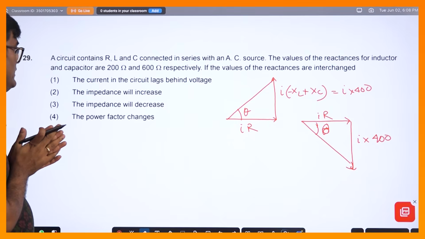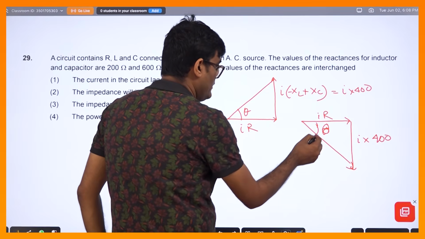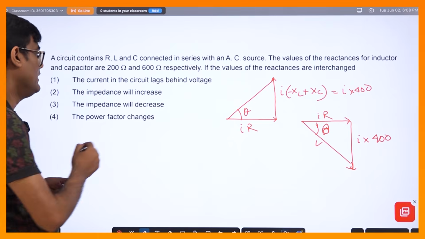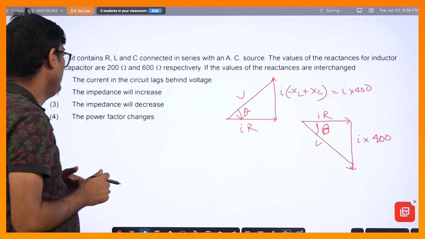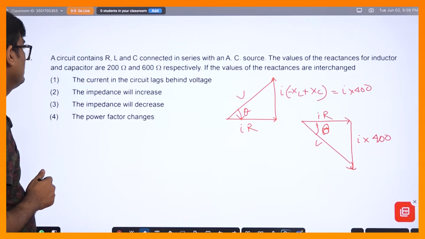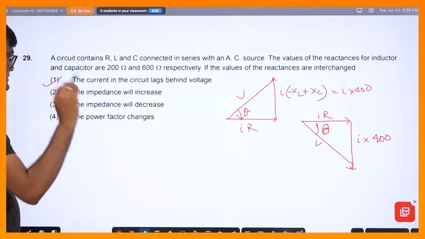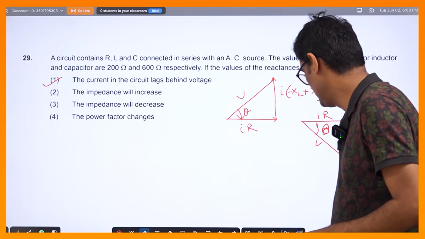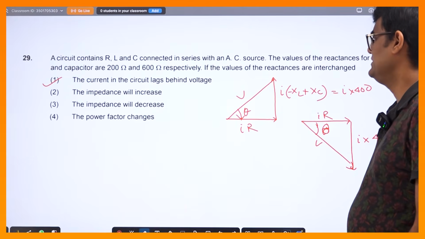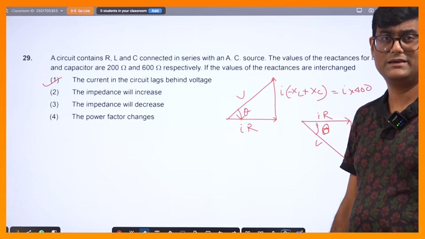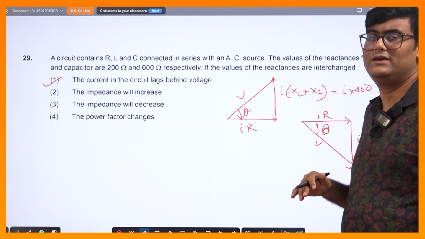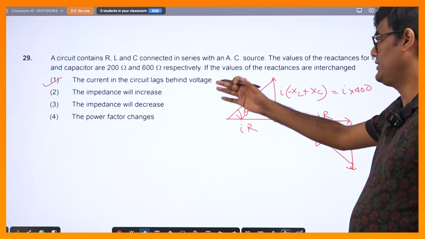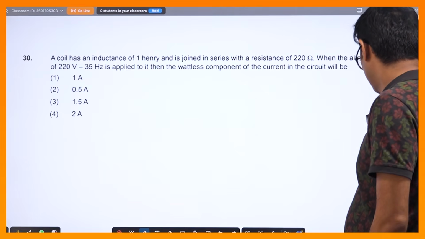Initially the current was leading the voltage, right? Now the current will be lagging. So the current in the circuit lags behind the voltage is the correct answer. Got my point? Also, the value of cos theta will remain the same, but if you write power factor as leading and lagging, then it is changing. But I think it is only asking for the power factor value, so it will not change.